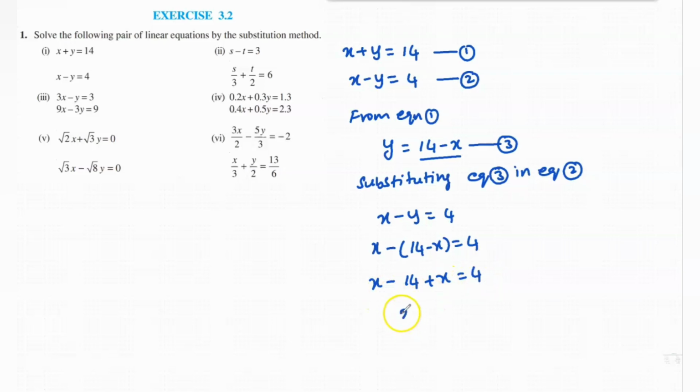x plus x is 2x, and this minus 14 I will send to the other side. 4 plus 14, which is 18. So 2x is equal to 18, and x equal to 18 by 2, which is 9. So we got x equal to 9.